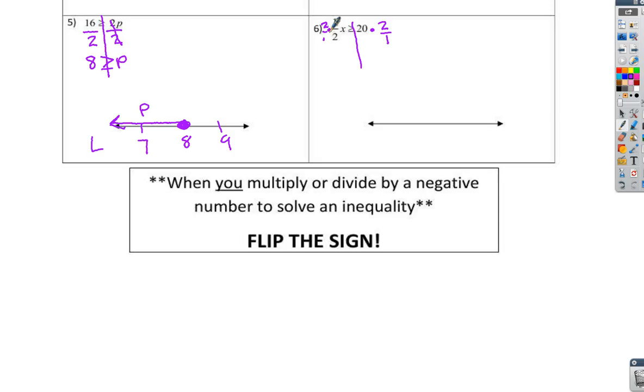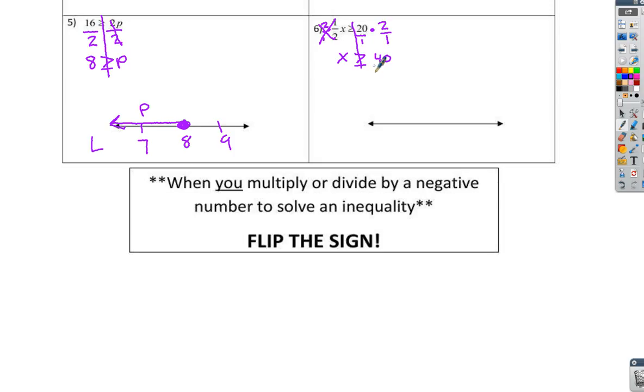Cross out what we used, bring down what we have left. So we have x is greater than or equal to, and remember this 20 is technically over 1. So we have 20 times 2, which would be 40. And 1 times 1, because we multiply our numerators and then our denominators, and 1 times 1 would just be 1. So it would be 40 over 1, but we don't need to write the 1 because it's always there. We don't need it, right? So we have x is greater than or equal to 40.